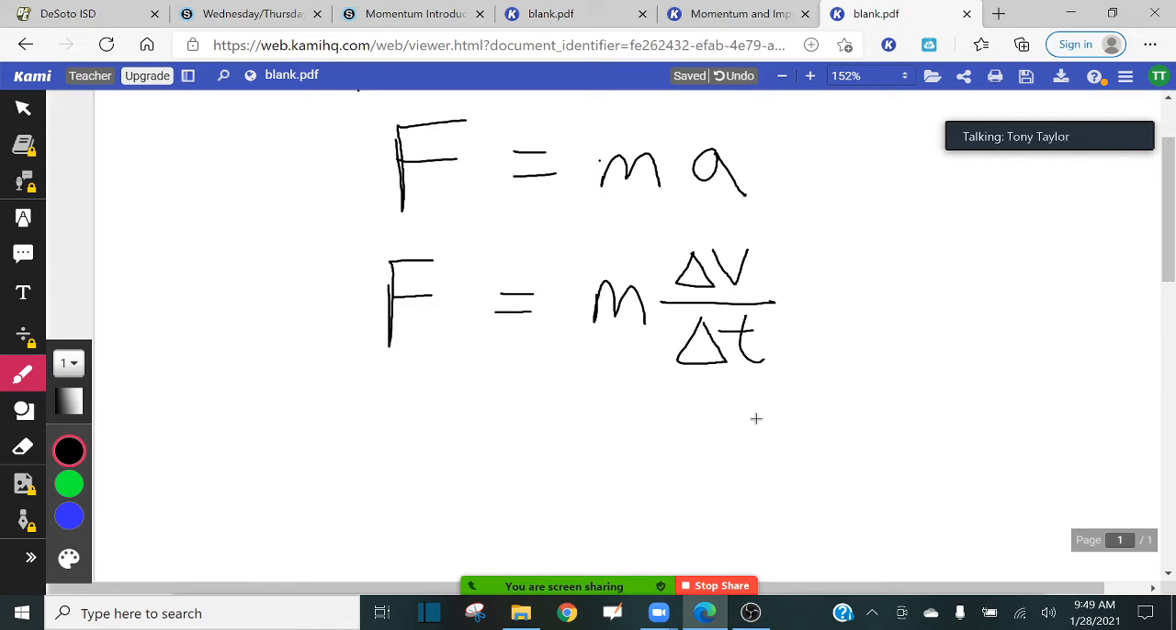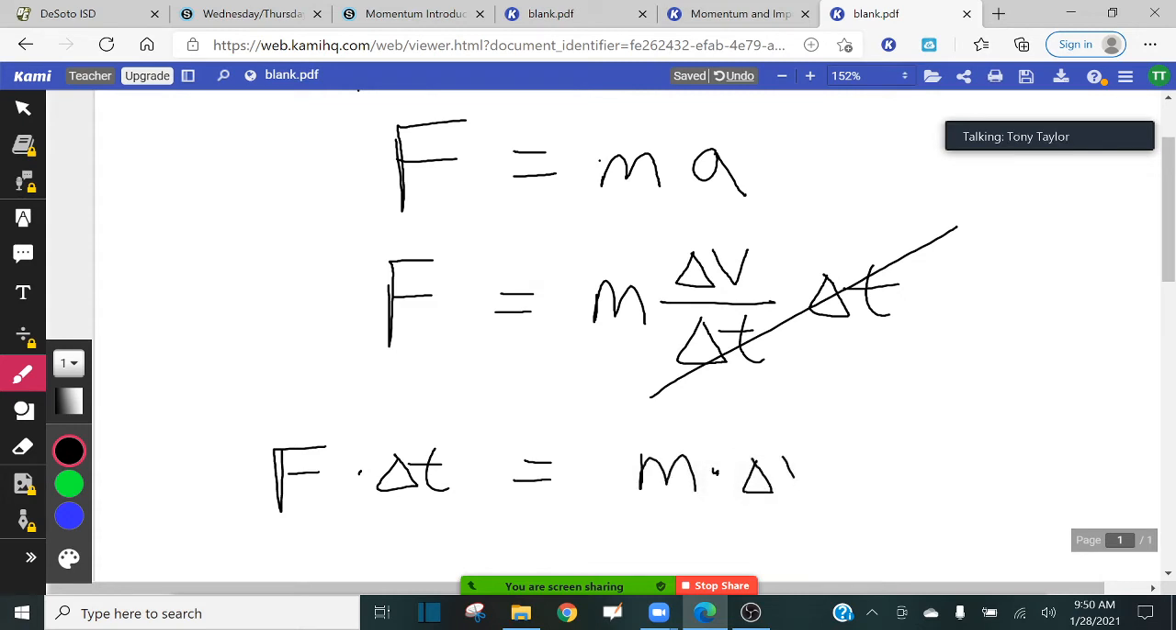Now, there's one more thing I'm going to do to this equation here. You guys see this delta t? I'm going to manipulate this equation by multiplying both sides of the equation by delta t because it's going to get rid of that in the denominator. So if I multiply the right-hand side of the equation by delta t, that goes away. Remember, whatever you do to one side of the equation, you have to do to the other. That means I have to multiply the left-hand side of the equation by delta t. And when I do, notice what I get.